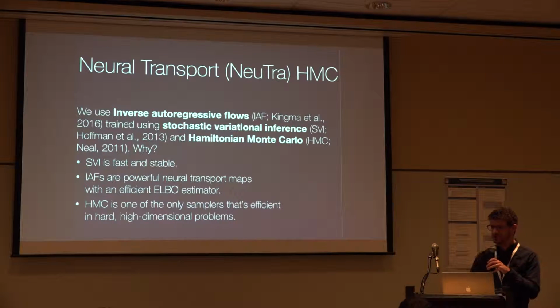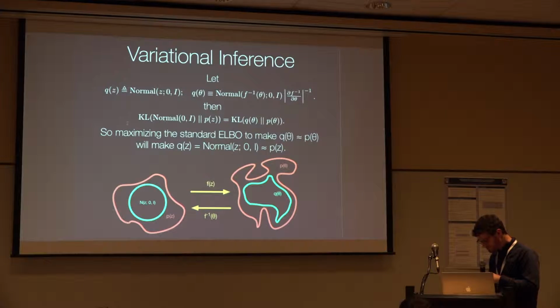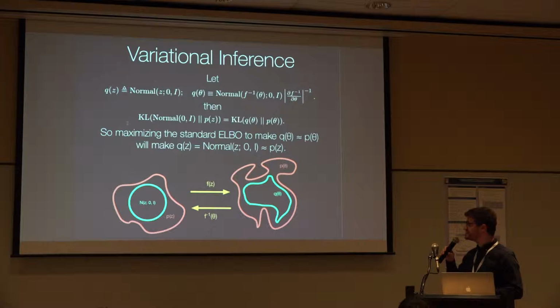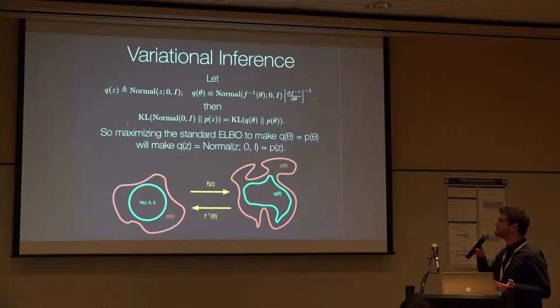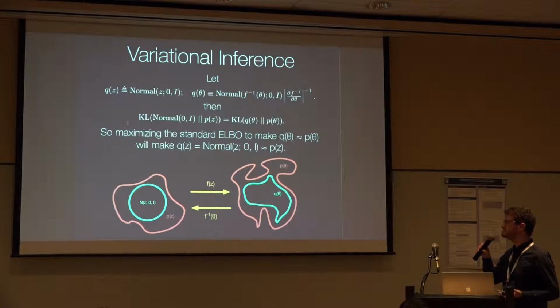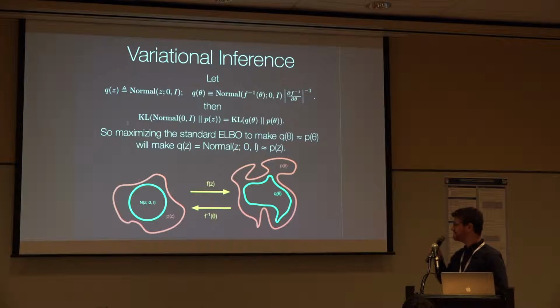HMC is really one of the only things that actually works in high-dimensional problems in any kind of reasonable amount of time. So I'll go through a little more detail about what we're doing in each of these cases and try to build a little bit of intuition. With variational inference, we're going to try to minimize the KL divergence between Q of theta and P of theta, which is usually the way we would frame this variational inference problem.